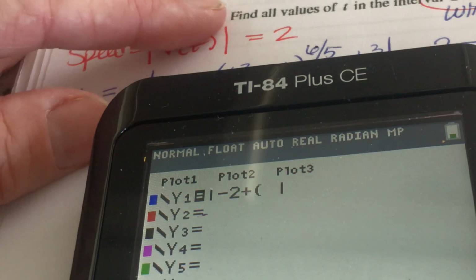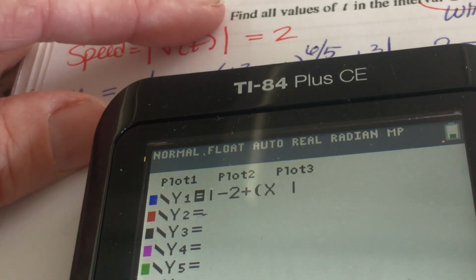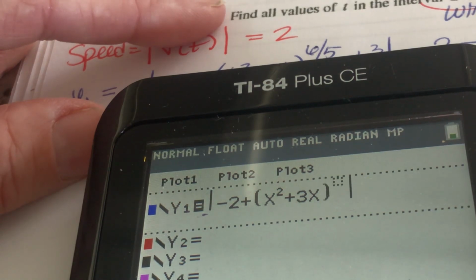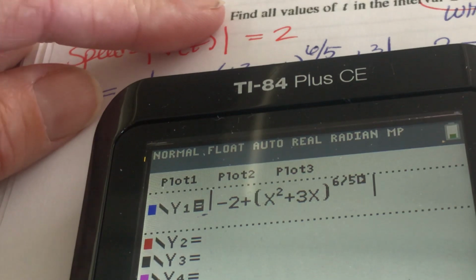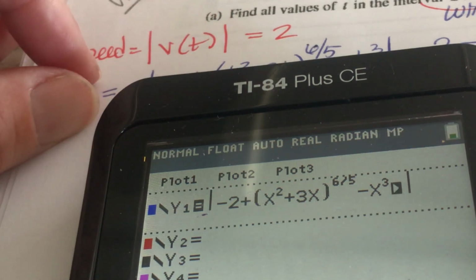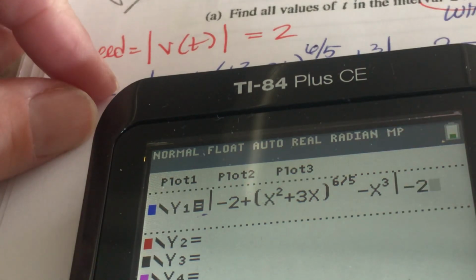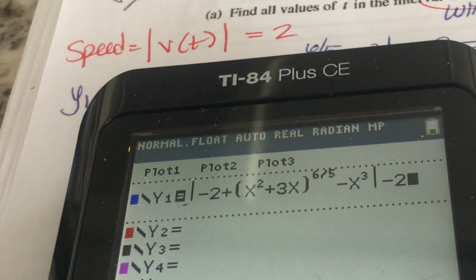plus parentheses x squared. We have to use x's, not t's. Plus 3x. Close the parenthesis. Raise it, so you have to use the little caret button to move it up. 6 divided by 5. Use the right arrow to move it down. And then minus x to the third. Then it needs to be outside, so make sure the absolute value is on that. And then we need this -2. So make sure you have it just like that.